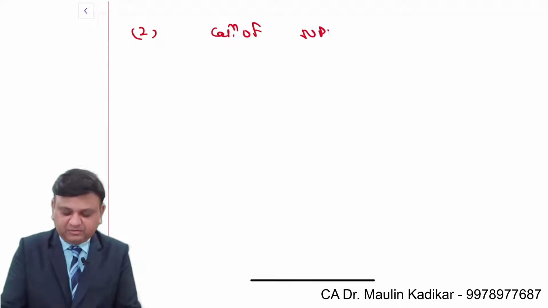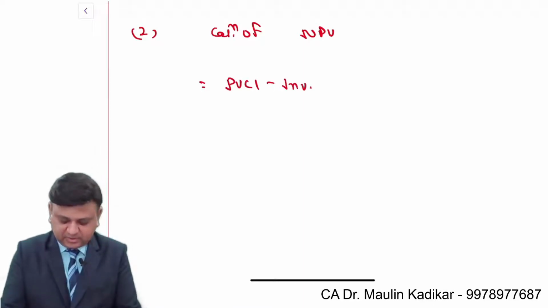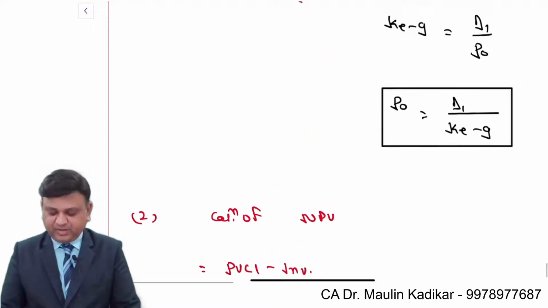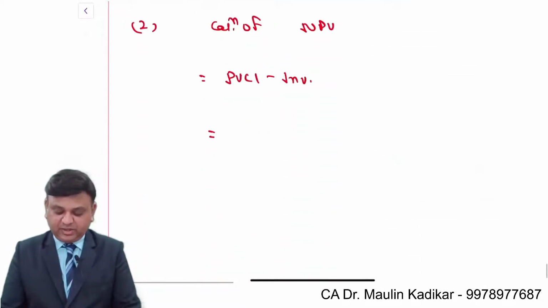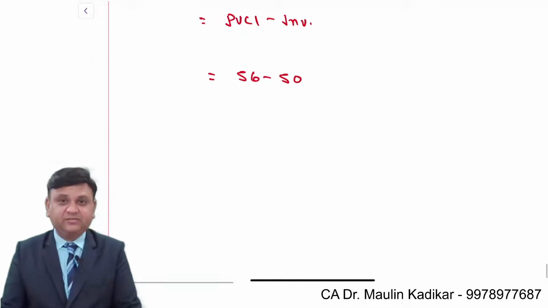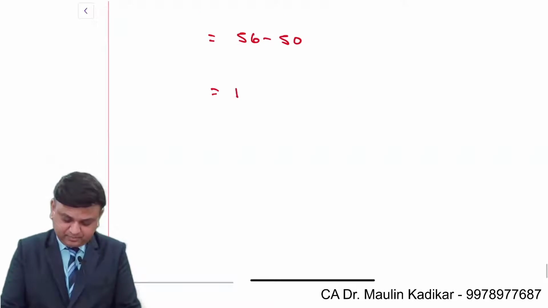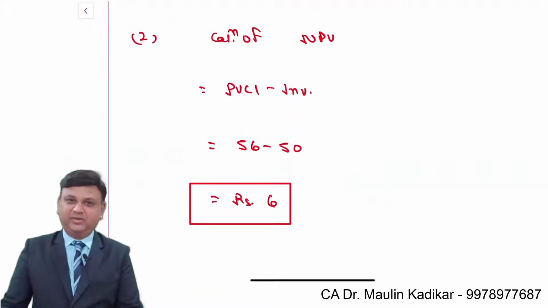Write down the calculation of NPV, a very simple method. Present value of the cash inflow minus investment. What is the present value of the cash inflow? 56, which we have already found. Minus investment, which is 50. So what is NPV? NPV is rupees 6. That is the way we can make the calculation of NPV.